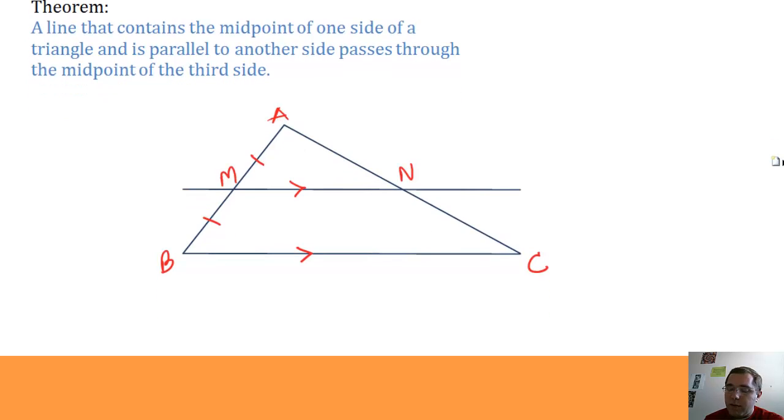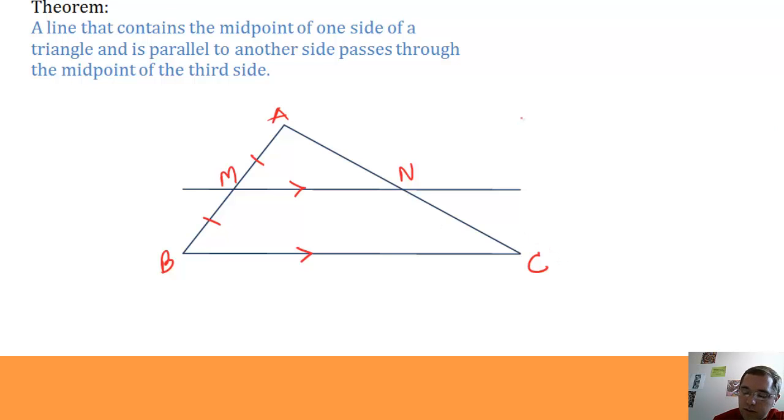A line that contains the midpoint of one side of a triangle and is parallel to another side passes through the midpoint of the third side. So I've got triangle ABC. I've got this other line though, line MN, that cuts through it. It contains the midpoint of AB because M is the midpoint of AB. I see that AM equals MB, so M must be the midpoint. And it's parallel to the other side because I've got those arrows. Then this theorem says it must also pass through the midpoint of the third side.